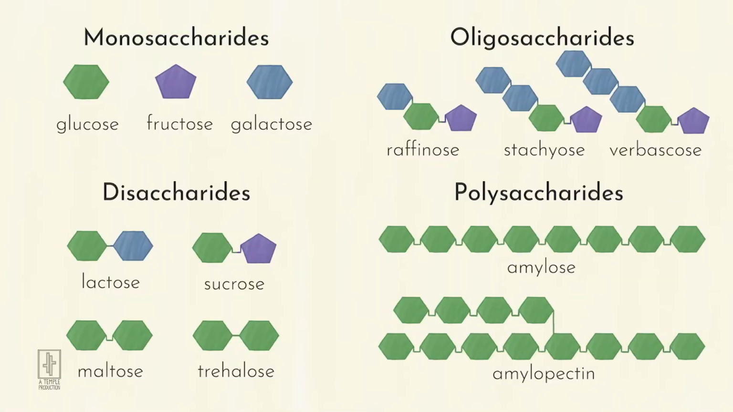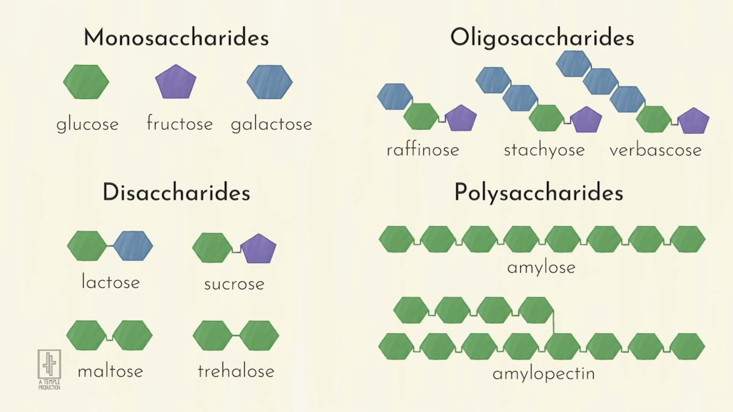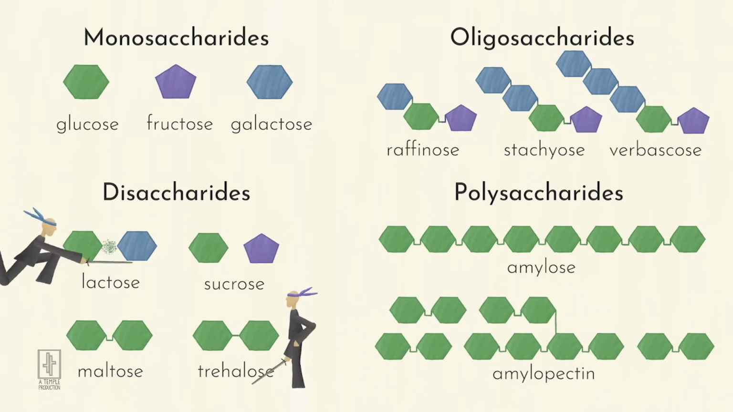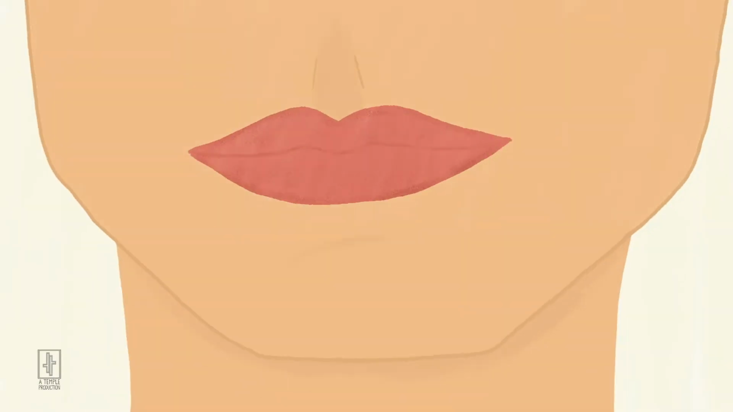Before these can be turned into energy, they first have to be broken down into monosaccharides, their building block form. To break these apart, your body releases enzymes. These enzymes are like samurais, chopping apart the molecules into smaller forms. This process begins in the mouth.